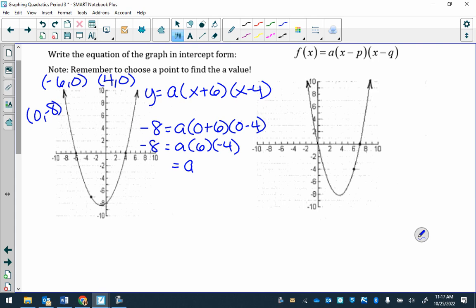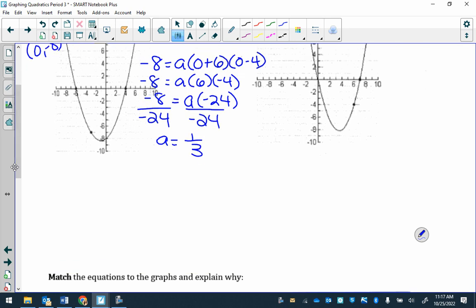Careful. Careful, careful. We have negative 8 equals negative 24 times A. Okay. Dividing by negative 24. So negative 8 divided by negative 24 will give me 1/3. Okay. Your A is 1/3. So your equation, y equals 1/3 times x plus 6 times x minus 4.